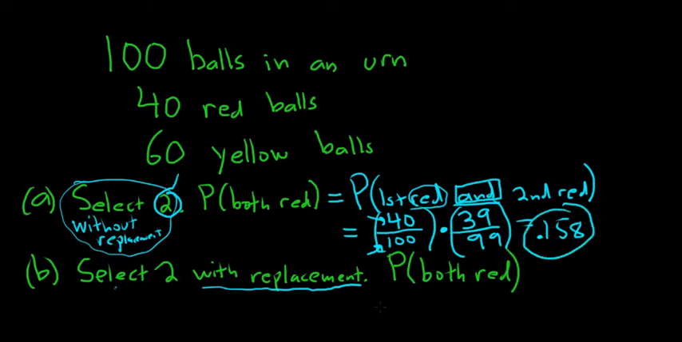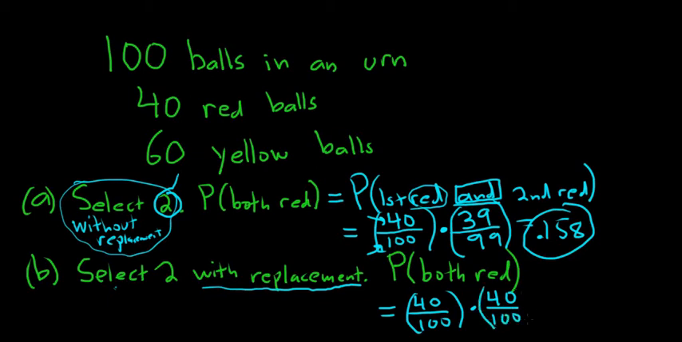All right, let's do this one now. This says both red, so same thing. This means the first is red and the second is red. So first red should be the same, 40 over 100. And the second one should be red, okay? So it's with replacement. We put the ball back, so there are still 40 ways to pick a red ball, and there are still 100 ways to pick a ball.